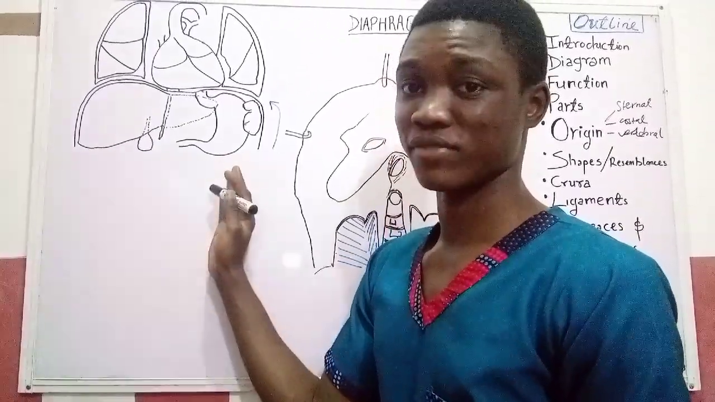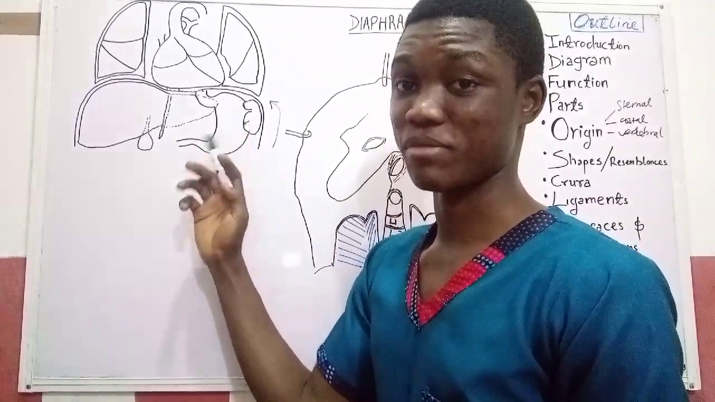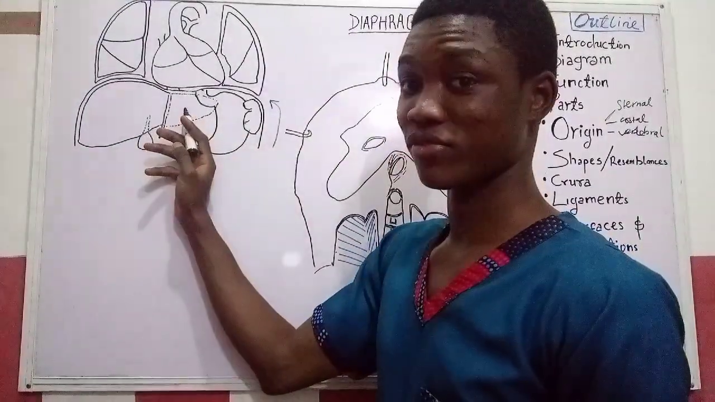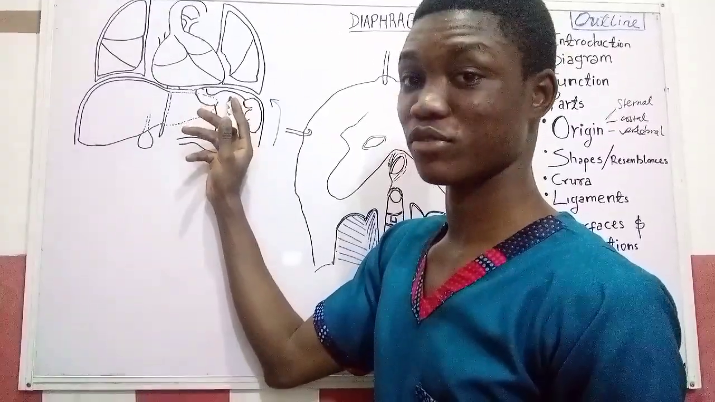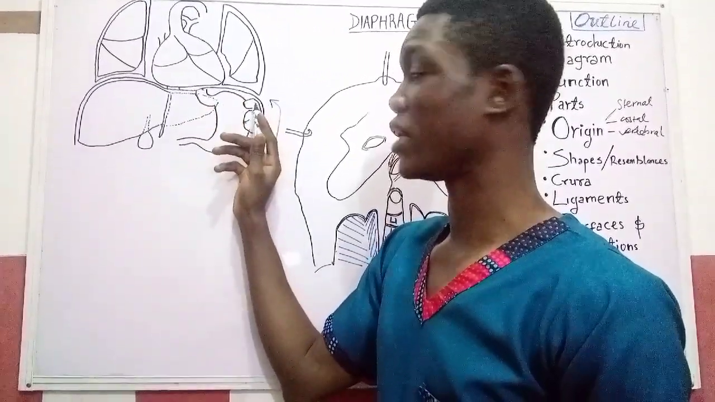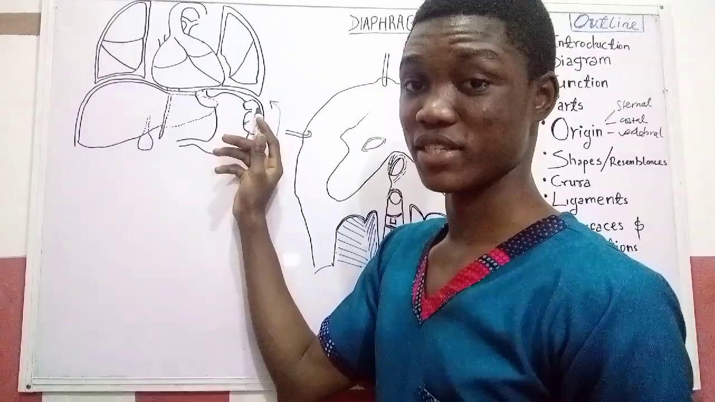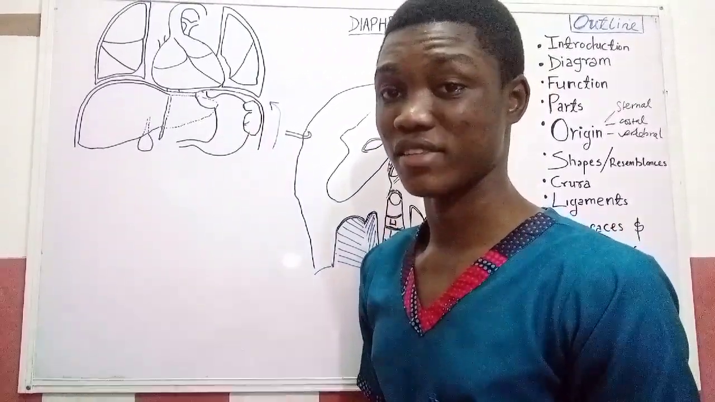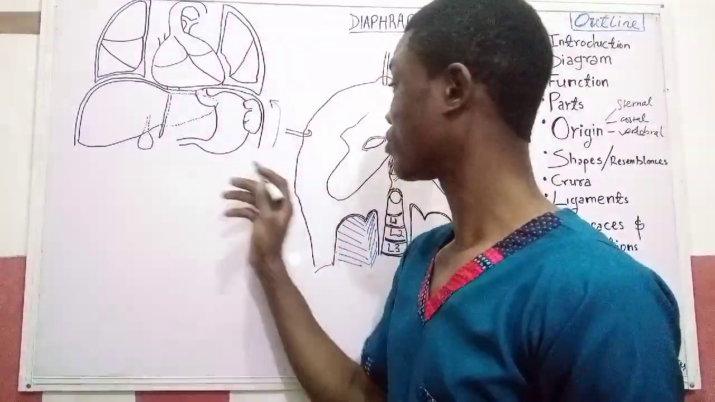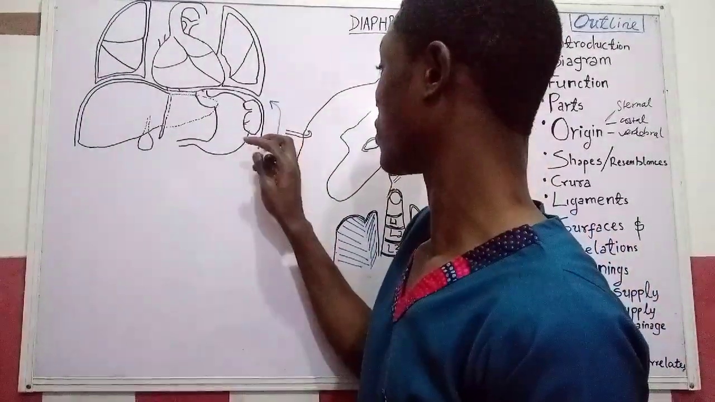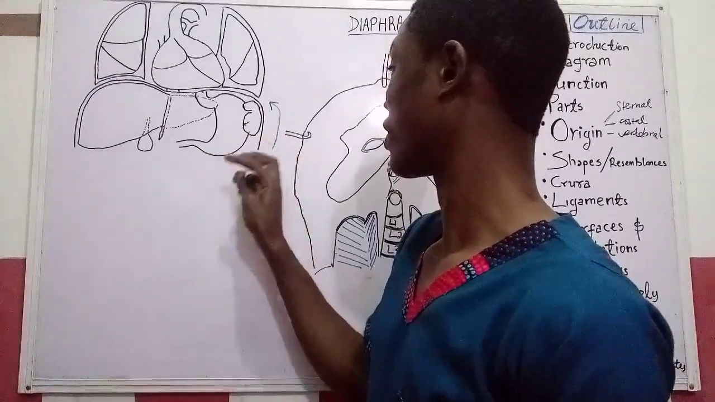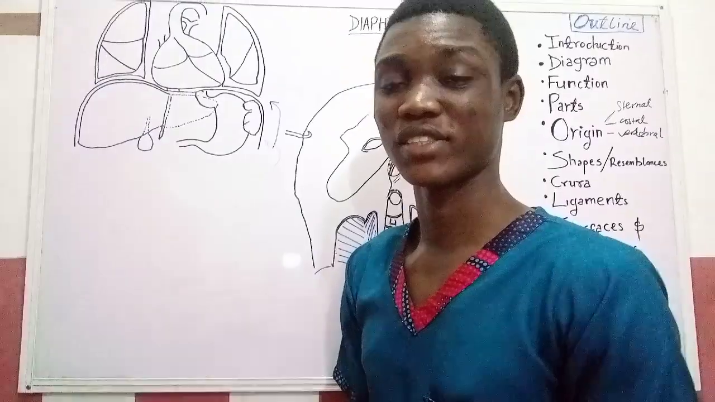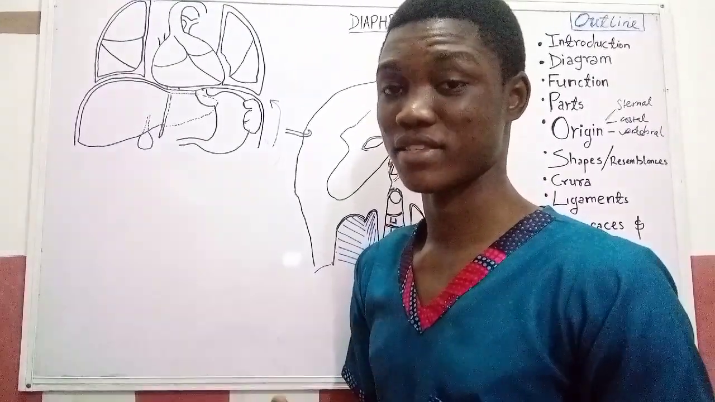On the left here, the diaphragm is related to the left lobe of the liver, as you can see here, the fundus of the stomach, and the spleen. This is the fundus of the stomach, and this is the spleen. It's also related to the left kidney lying posteriorly, somewhere around here. Okay, and it is also related to the left suprarenal gland.